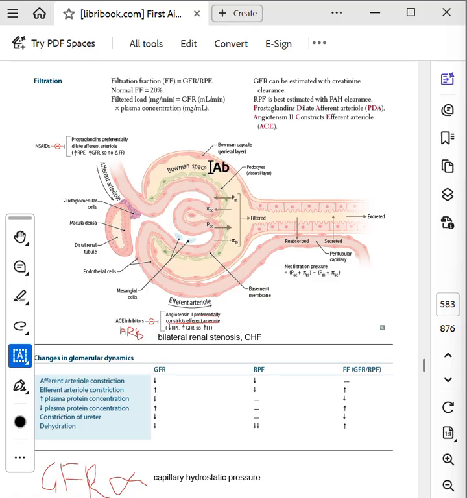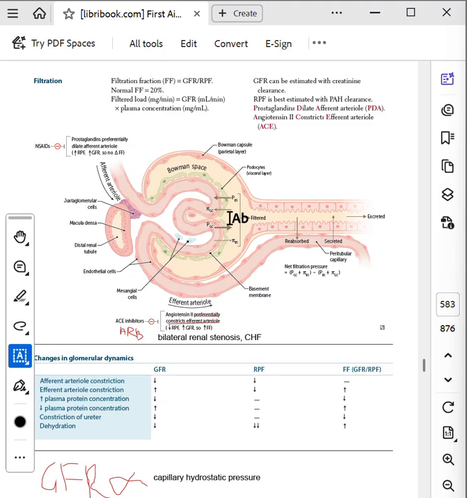Now, what is the GFR? The GFR is basically the volume of plasma that enters here and is filtered into the Bowman space in 1 minute. So the volume of plasma that comes into this afferent arteriole and gets filtered out into the Bowman space, that filtered out plasma is the GFR. That is your glomerular filtration rate. Basically, how much plasma is being filtered into the Bowman space is your glomerular filtration rate.